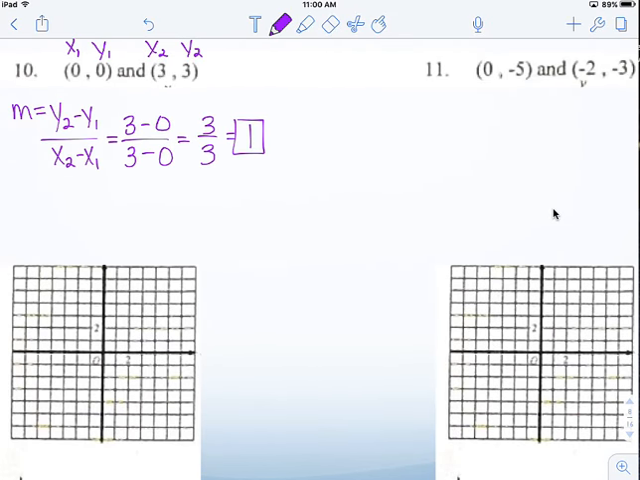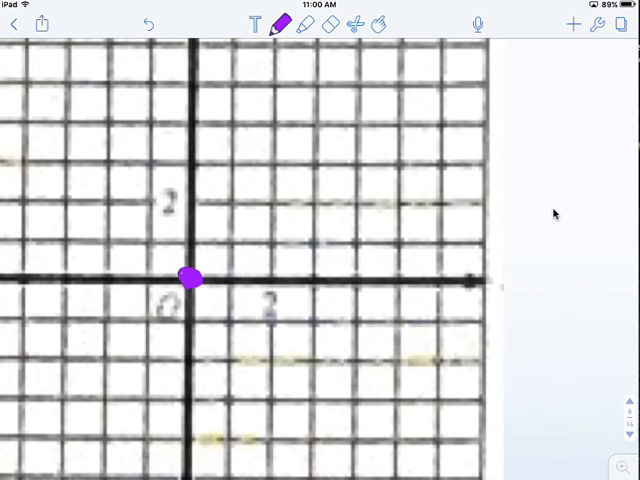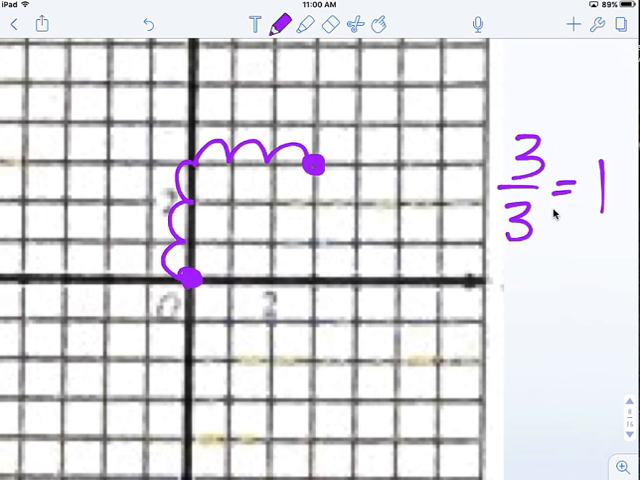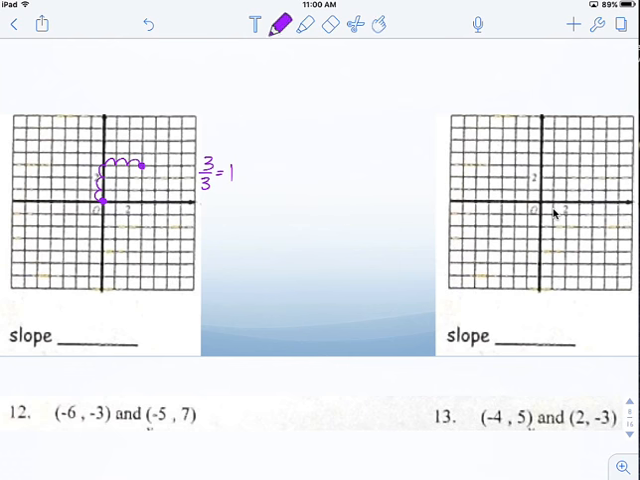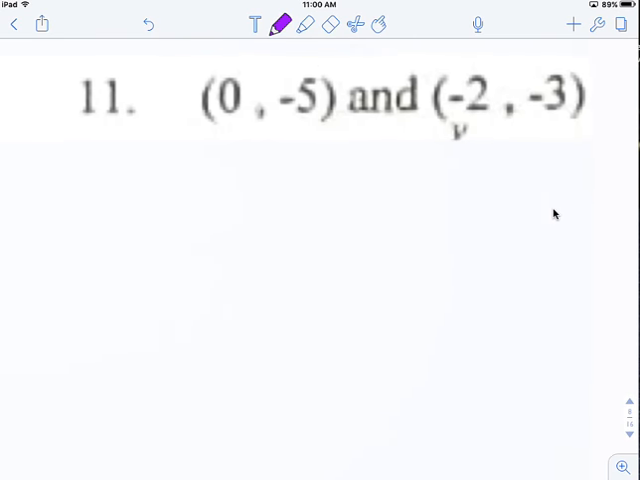If we plot the point (0, 0) and (3, 3) and count, we're going up 1, 2, 3 over 1, 2, 3, which also reduces to 1. So both ways that we are finding slope today mean the exact same thing. On our next one, we're going to do the exact same thing.